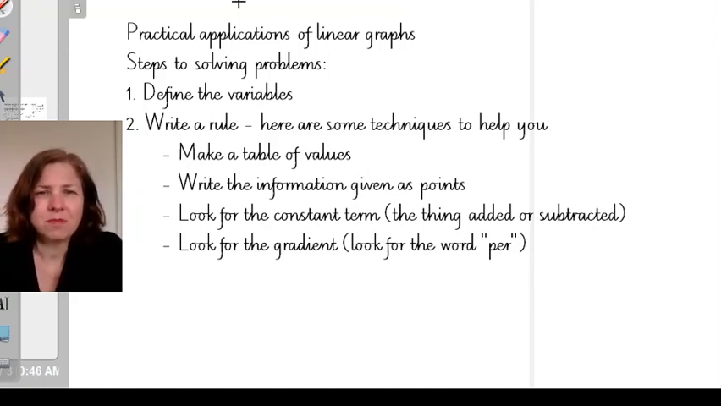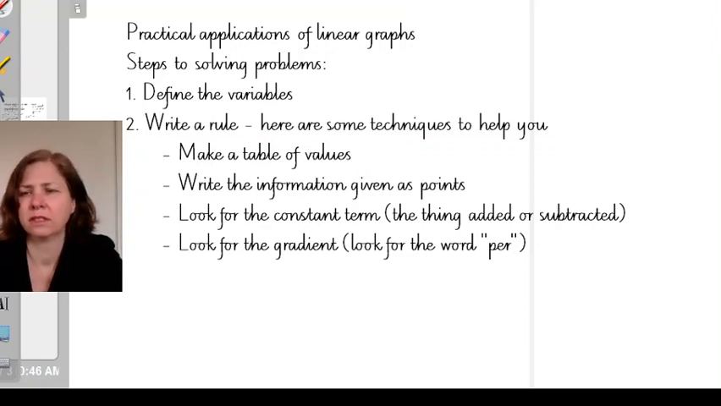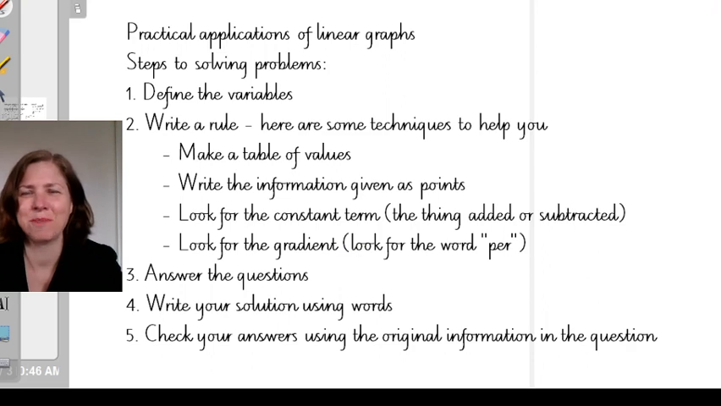So, practical applications of linear graphs, we've got some steps here. Oh, I'm missing a few steps. Hang on a sec. Okay, that's better. So the first thing we do is we define our variables. Now, quite often that will be done for us, so we won't need to do this step.